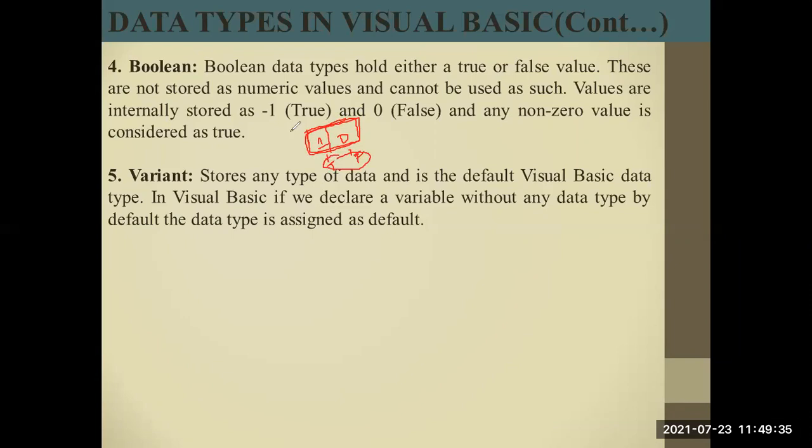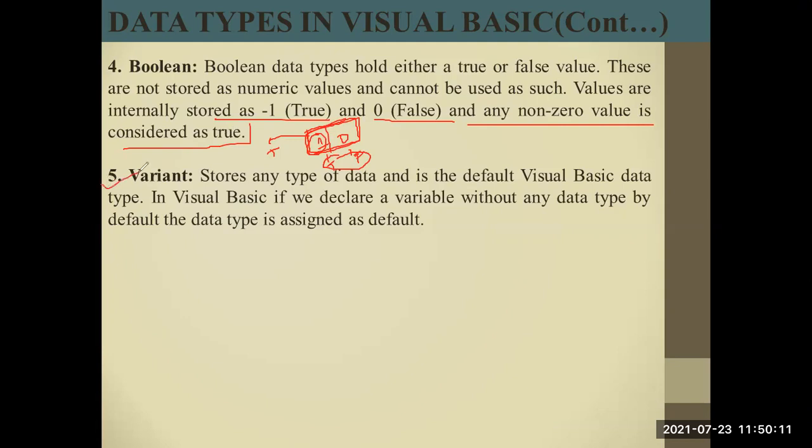So whenever you want true and false, or one or zero, we will go for the Boolean data type, which holds either a true or false value, and which is not stored as a numeric value. Usually one is for true and zero for false, and this is not an indicated memory value. Remember that one stands for true and zero for false, and any non-zero value is also considered as true.